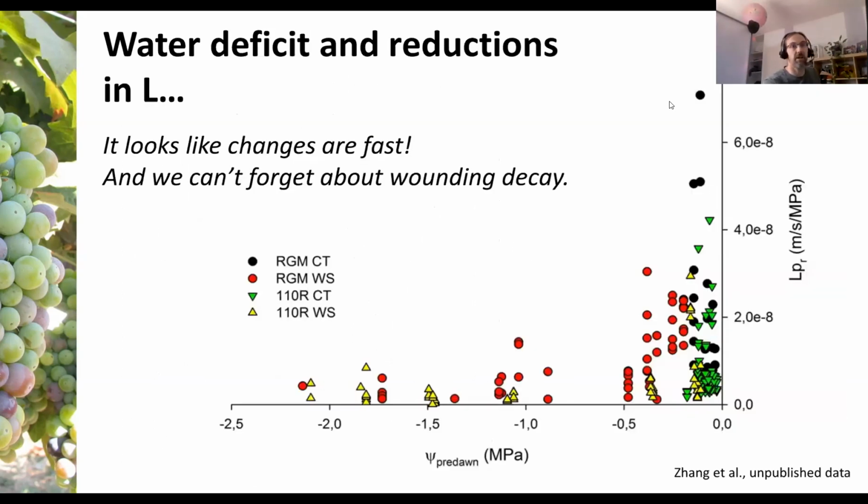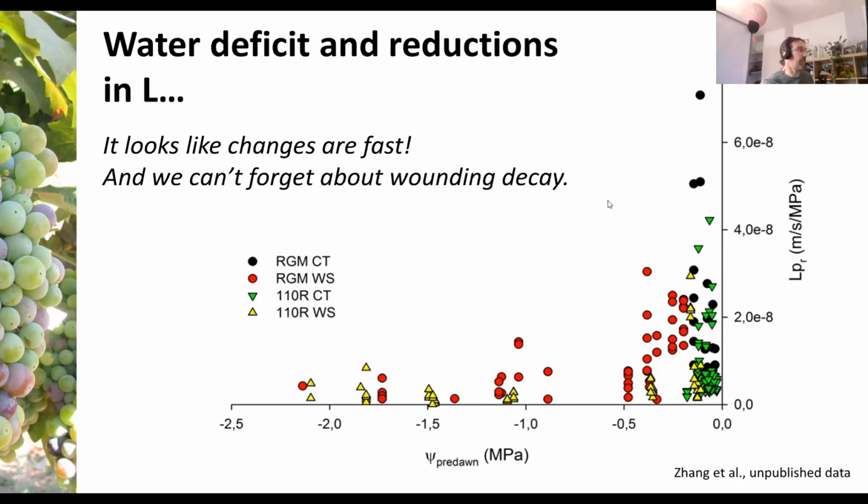We have done similar measurements in our own lab. This is from a former PhD student of mine, Li Zhang, and this is 2 different rootstocks, and I'm just showing you all the data here, looking across water potentials. And you can see that it really looks like changes under water deficit happen really fast. So things go down really, really abruptly.